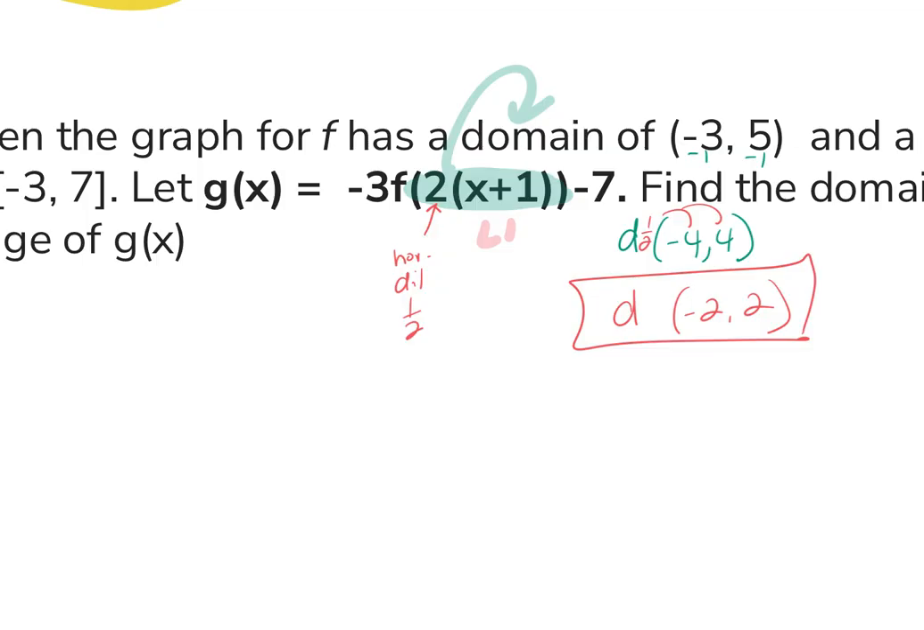Now I go to range, and range is everything on the outside of your parentheses. So the negative 3 on the front does what?